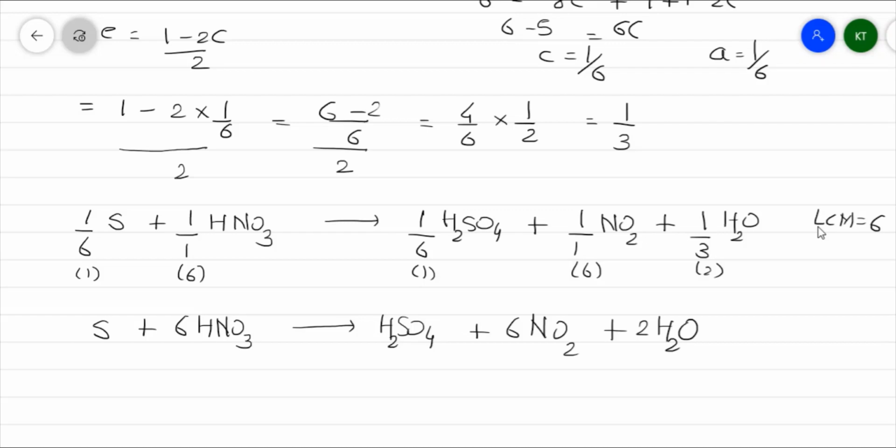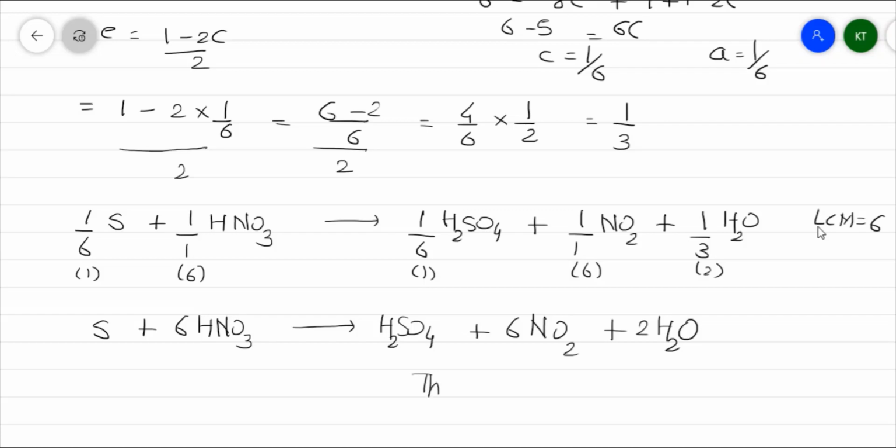Now we try to see the number of atoms on the reactant and the product side. I have 1 sulfur, so 1 sulfur with H2SO4. I have total 6 hydrogen, 2 hydrogen with H2SO4 and 4 hydrogen with water. So 2 plus 4, 6. Then I have 6 nitrogen atoms, so 6 nitrogen atoms are present on the product side with 6 NO2. Now 6 threes are 18 oxygen atoms. I have 4 oxygen atoms with sulfuric acid on the product side, 6 twos are 12 oxygen atoms with NO2 and 2 oxygen atoms with water. So 4 plus 12, 16, and 16 plus 2, 18. So the number of atoms is equal on the reactant and the product side.